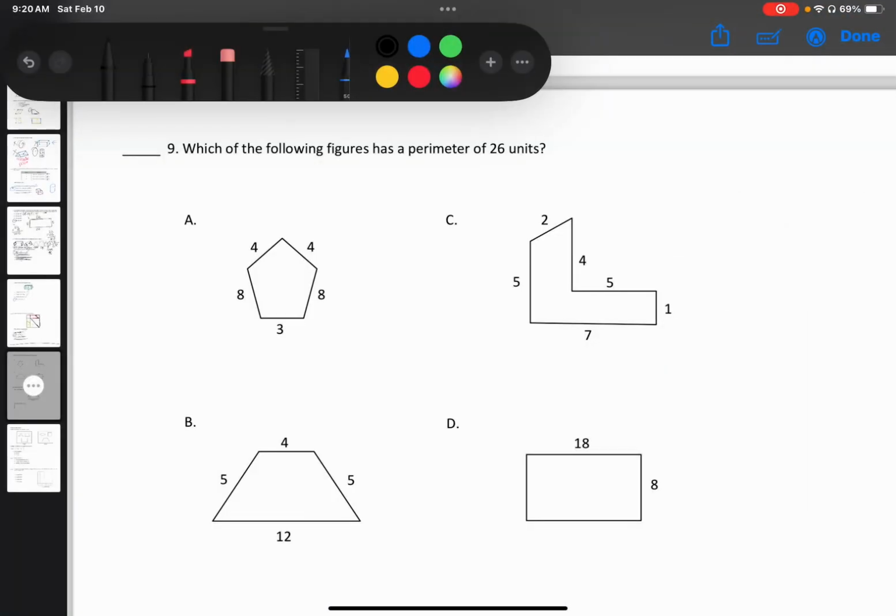I was going to make the final video for the geometry test review. This will cover problems 9 through, I think it's 12 or 13. Question 9 says, which of the following figures has a perimeter of 26 units?